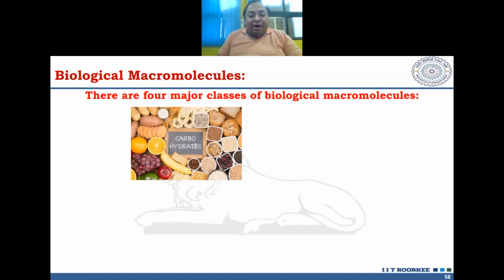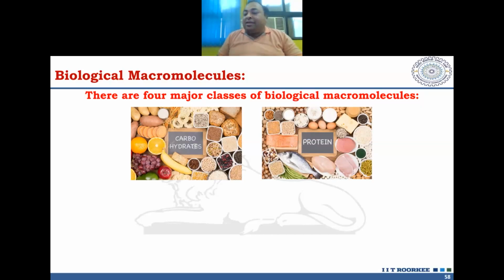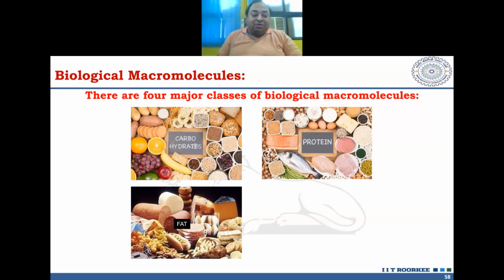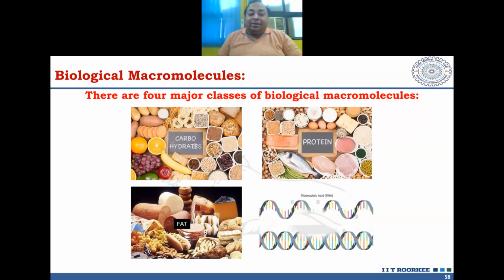One is carbohydrate, and this picture gives you a basic introduction to the types of carbohydrates commonly present in food. Protein, again, the picture gives you an introduction to common types of foods which are included in the category of protein. Fat, again, the foods are there. And last but not the least, the nucleic acids, in which ribonucleic acid and deoxyribonucleic acid are included, which are RNA and DNA. We have already talked about them.